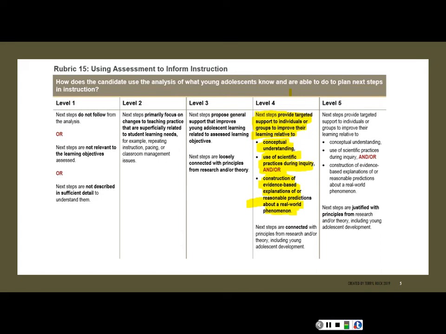What page is it for math? 36. And what page is it for literacy? 35. So rubric 15. And you'll notice level 4, they list the SSE. And this is why people aren't doing well on rubric 15.